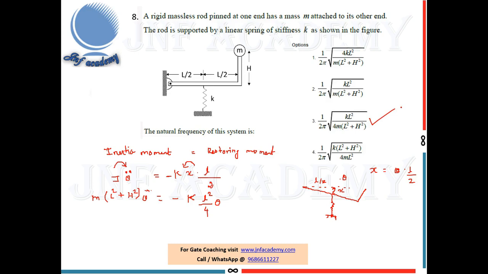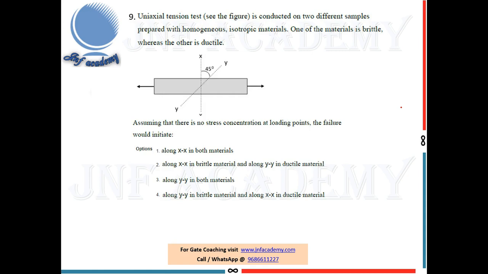Now let us move to the next question. Uniaxial tension test is conducted for two different samples prepared with homogeneous isotropic materials. One of the material is brittle, whereas the other is ductile. Assuming that there is no stress concentration at loading points, the failure would initiate where? So here they are taking two samples. First sample is brittle, second one is ductile. So where the failure will occur for brittle material?